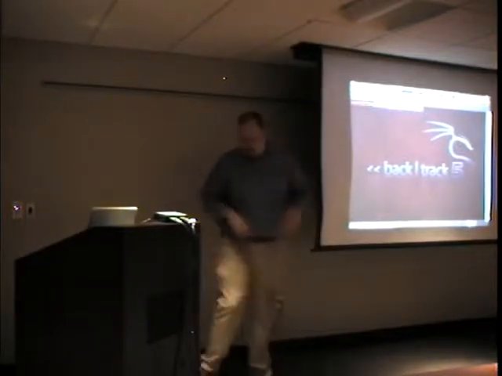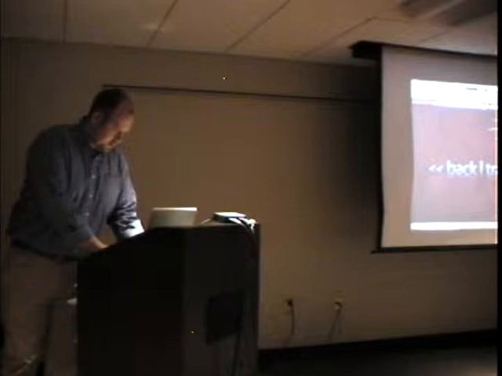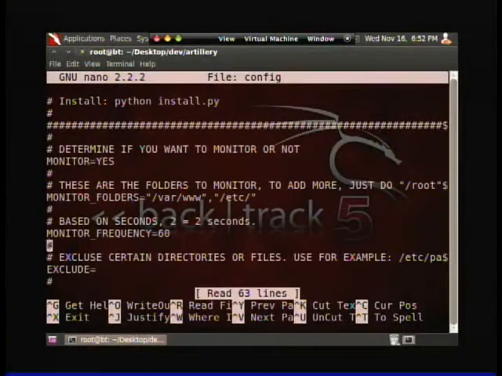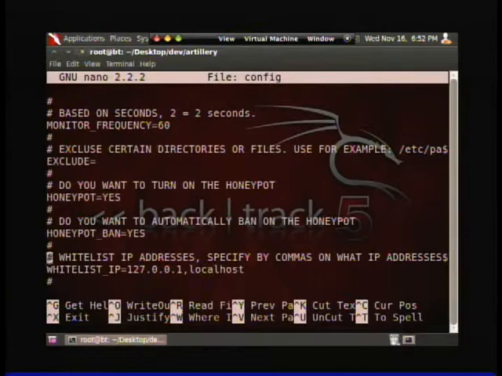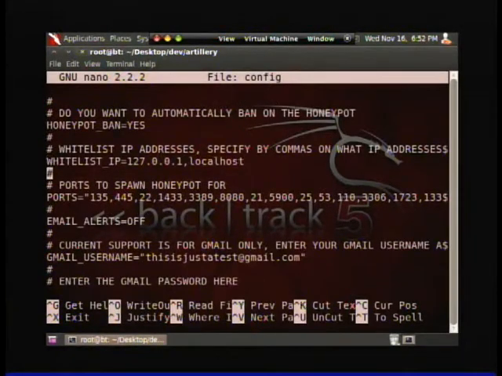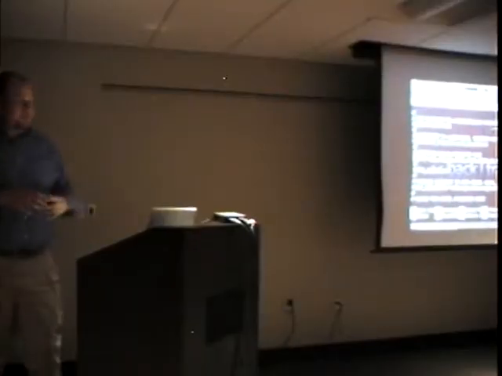If you look at the config file, you see these ports here. These are just different ones that I put in, but they're common ports: 135, 445, 22, 1433, so RDP, alternate FTP, FTP, VNC, SMTP, DNS, POP3, 3306 is MySQL. 1723 is, what's 1723? I don't remember. Anyways, commonly attacked ports. When you run Artillery, it spawns up all these ports for you to make them look like they're open and legitimate.